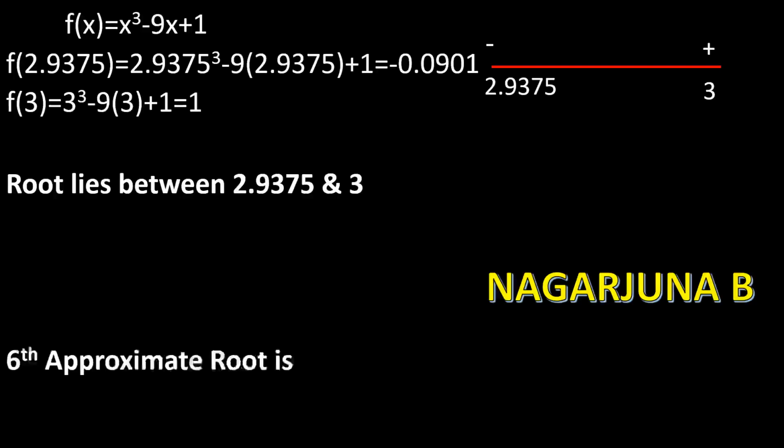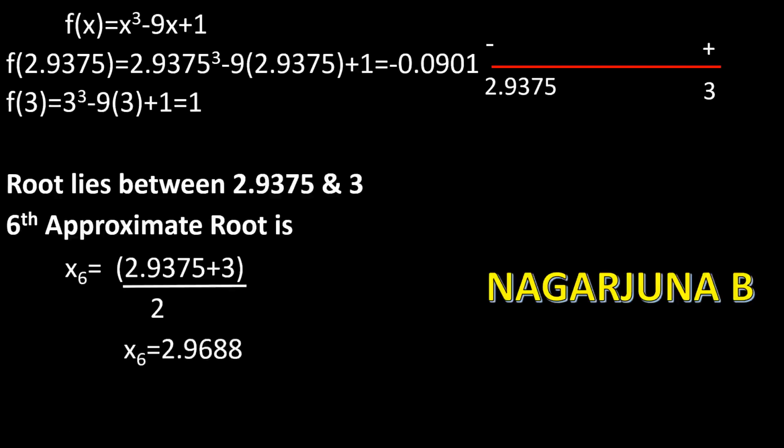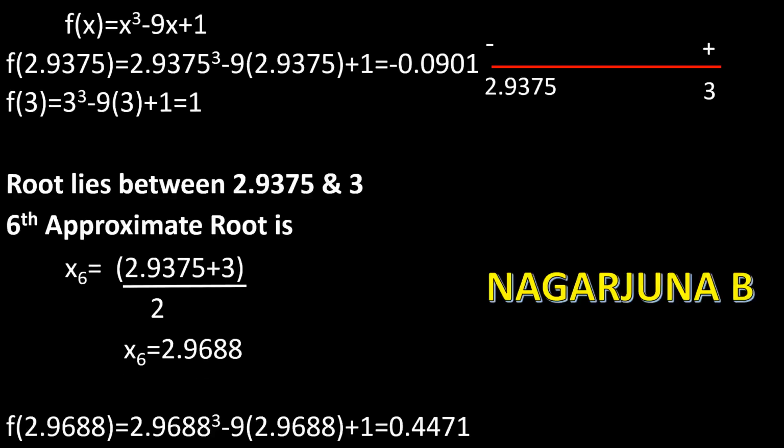Therefore as the next step, the sixth approximate root uses the same formula, x is equal to (a plus b) by 2. Here a is 2.9375 and b is 3. So we can write x6 is equal to (2.9375 plus 3) divided by 2, and it is equal to 2.9688. Now find f of 2.9688. It is equal to 0.4471. It is a positive. So what we have done, we have found a root between 2.9375 and 3, and that root is 2.9688.